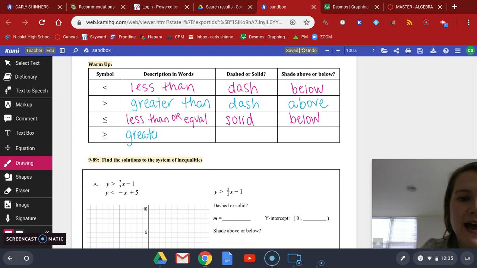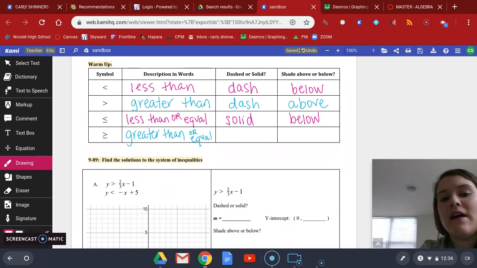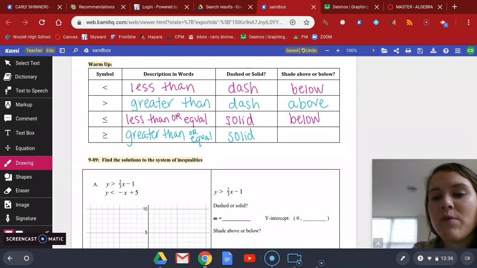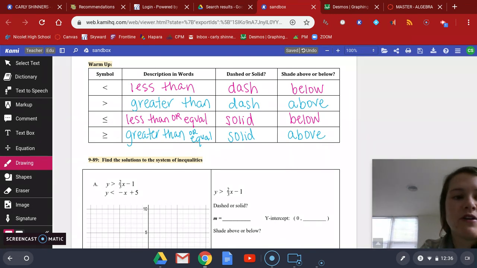And then our last one here, greater than or equal. And again, that is going to be solid because that boundary line is included. That's okay. Greater than or equal to. So we're including that boundary, and we would shade above because it is greater than.